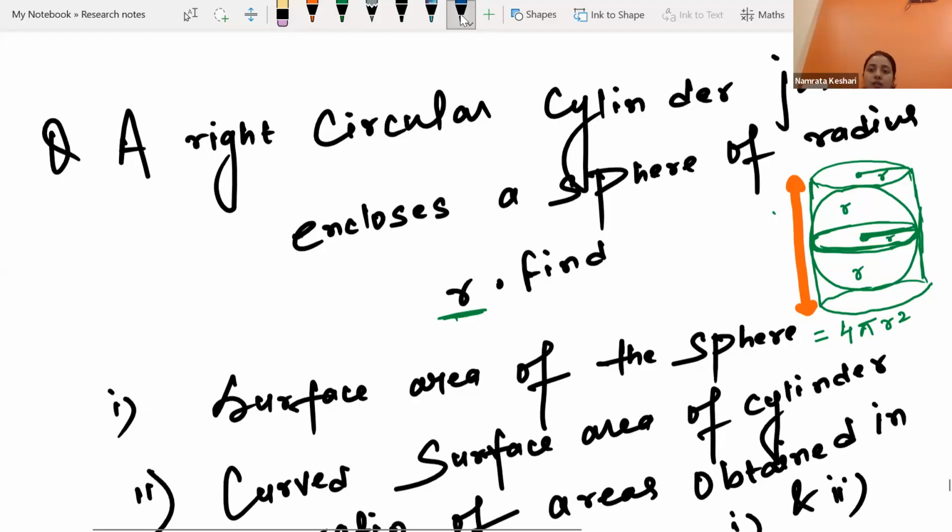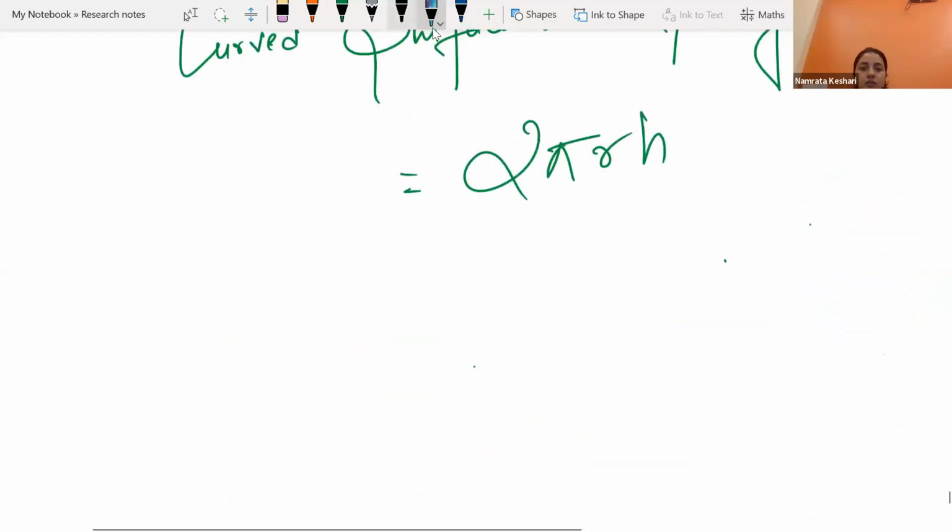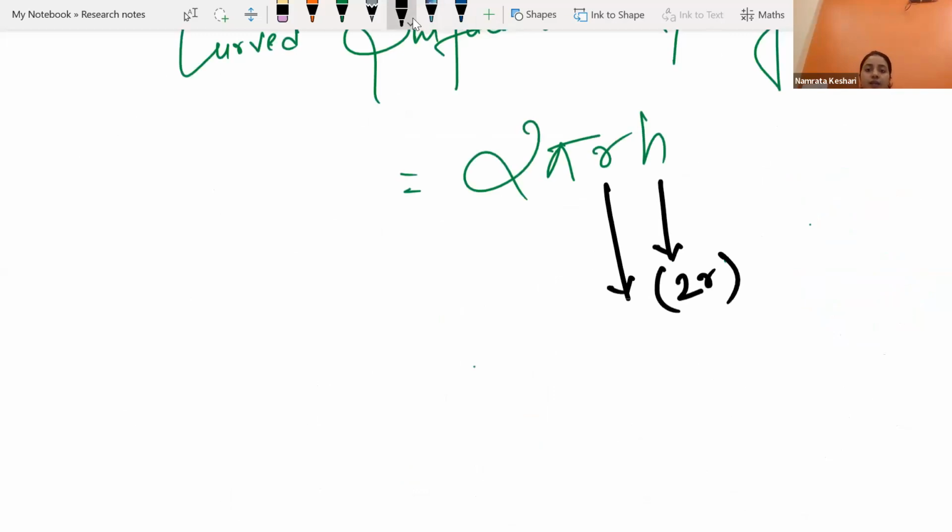Again, I am showing you this much is also a radius of the sphere, and this much is also the radius of the sphere. This r and r added together will give us the height of the cylinder. That means r plus r, which is 2r, is the height of the cylinder. Is it crystal clear to all of you? We will be taking over here that the height of this cylinder is nothing but 2r, and the radius is r only.